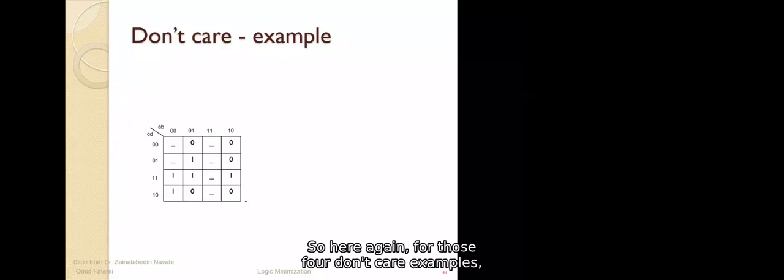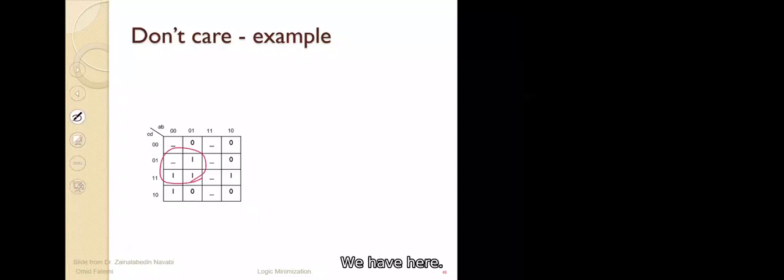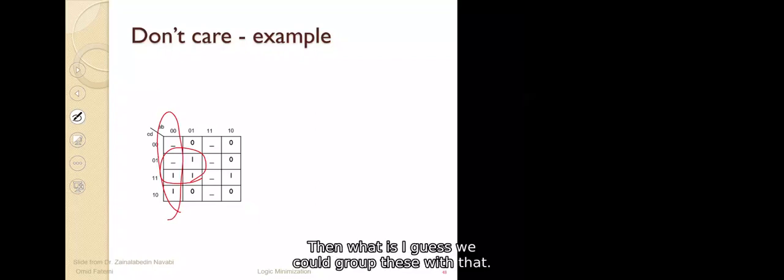So here again, for don't care examples, we were trying to group the cells as much as possible to make bigger groups, and then we select our essential prime implicants based on the ones, not the don't cares, and then if anyone is left, we pick the other prime implicants. So for example, here, if we consider don't care as one, then you can group them together. Then what else? I guess we could group this with that.